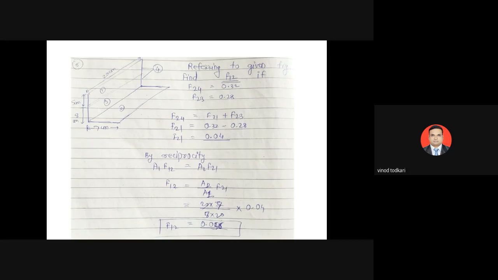But simply see, you have to apply 4 things, 4 rules. One is the summation theorem, one is the reciprocity theorem, one is the enclosure theorem, and one is the shape factor concept. That is, the shape factor of a flat surface or convex surface with respect to itself is 0, and for a concave surface it is not equal to 0.